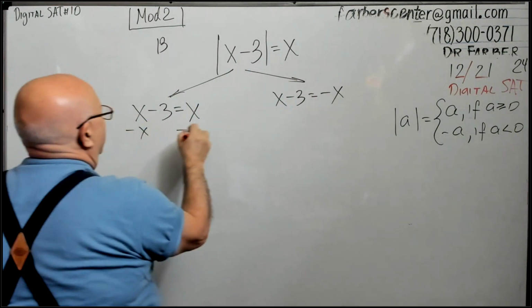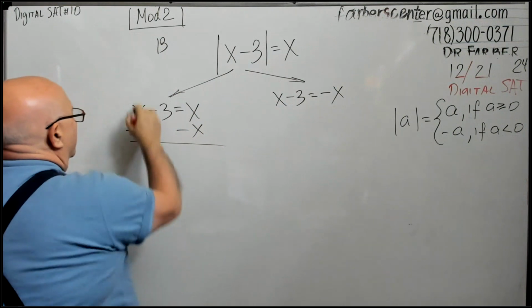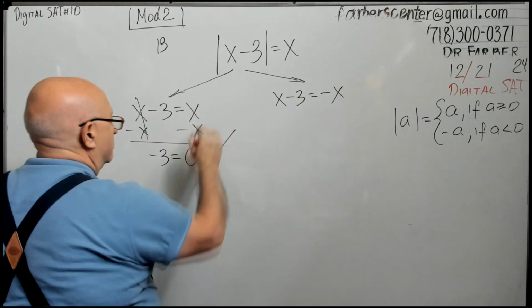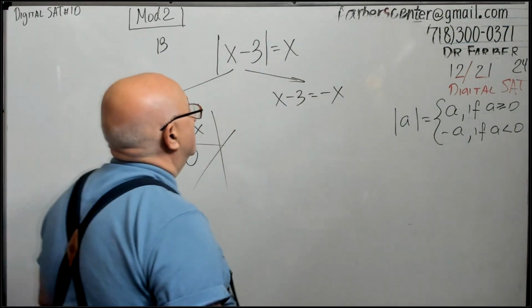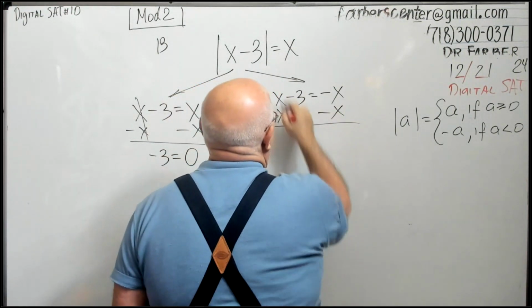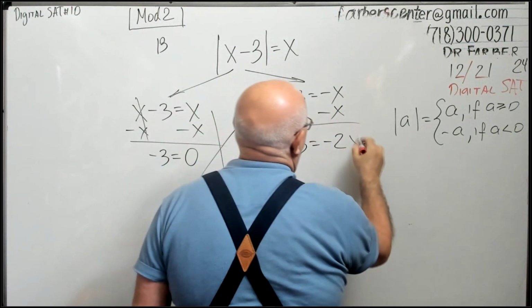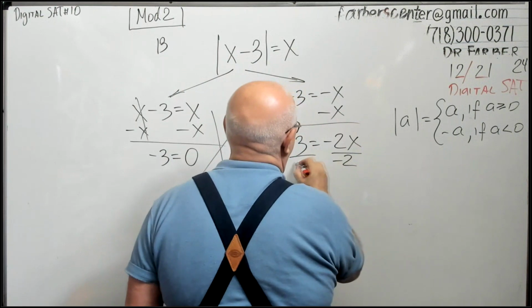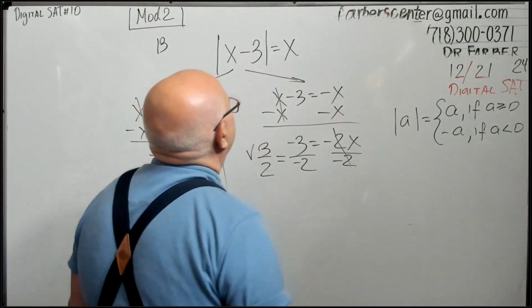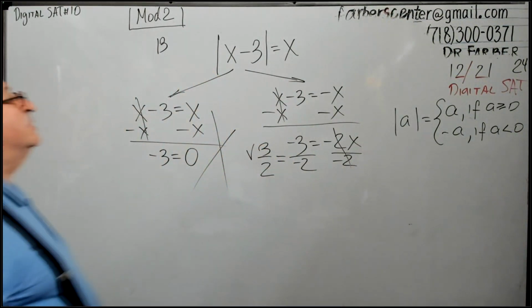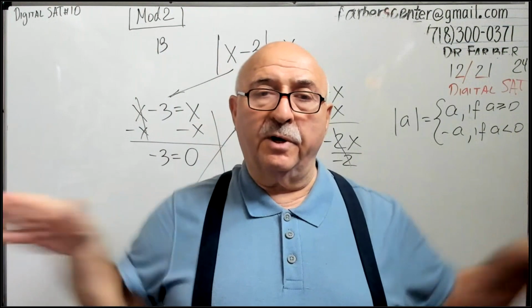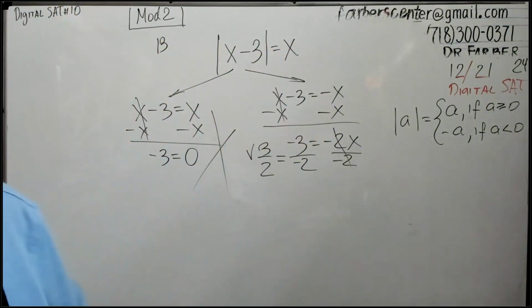Minus x and minus x, -3 = 0, which is impossible, garbage. Ignore this. In the other branch, the x terms cancel out, -3 = -2x, divided by -2 both parts, x = 3/2. Okay, so always when you have an equation with absolute value, split it into two branches. Understand up to this point?